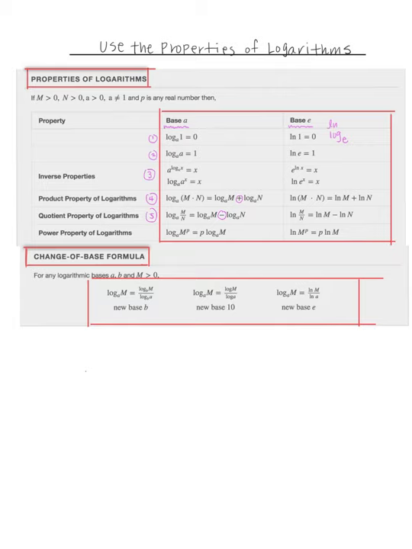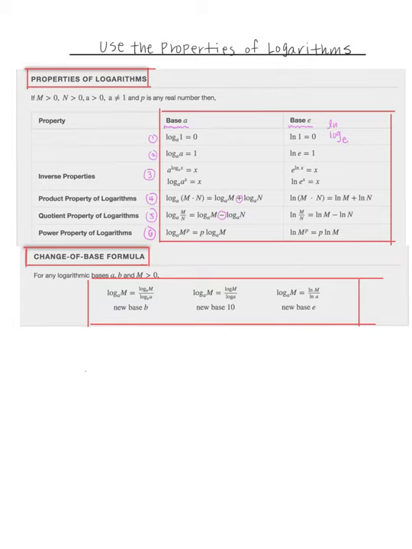And the last one is the power property. So if you've got a log base A of m to the p, that little p is an exponent on m, you can bring that exponent in front of the log. So we've got log base A of m to the p equals p times log base A of m. Now same thing with the natural log ln. So we've got ln of m to the pth power, bring that p in front of the ln, and you've got p ln of m.